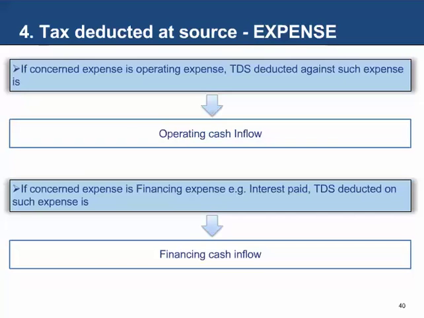Thus again, one has to understand what the base item is being classified as. So in this example, the base item, which was the loan taken from the bank, was classified as a financing activity, and thus the interest paid and the TDS deducted on such item was also classified as financing cash flow.